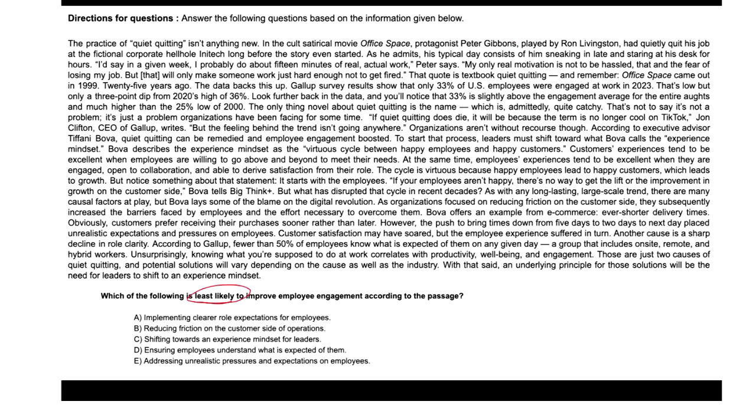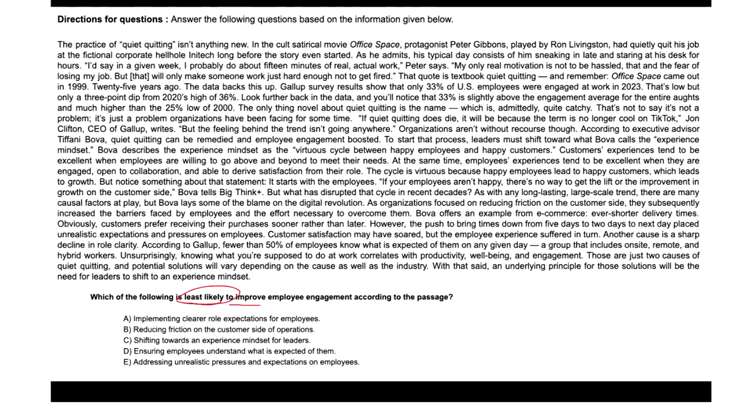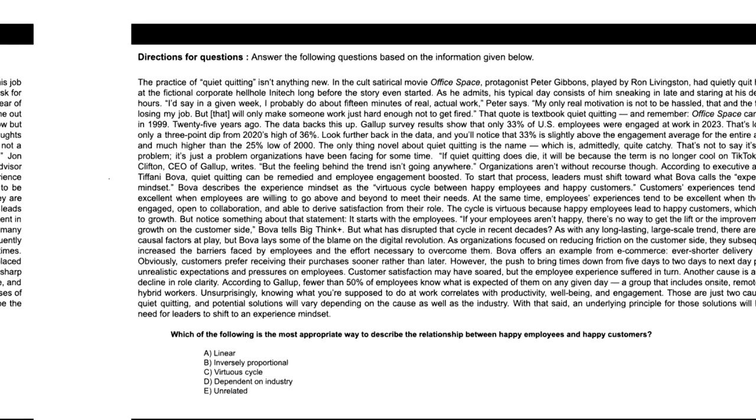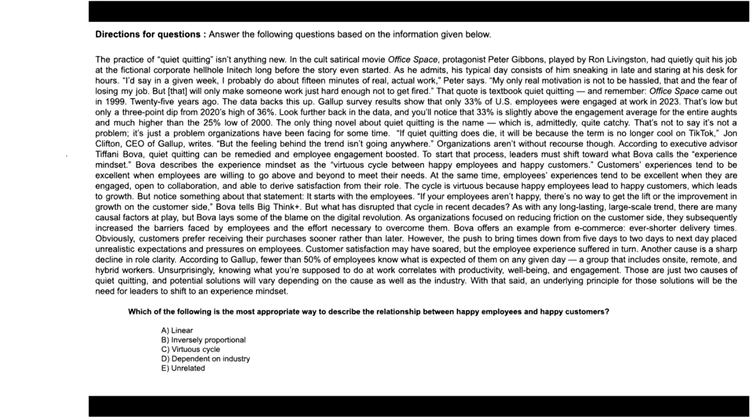These questions generally ask you to find the option that is least likely to resolve the issue described in the passage. Besides that, some questions are presented with the most appropriate, right? So you can point out that most appropriate best questions. When we talk about most appropriate relationship, these focus on understanding the nature of relationships described in the passage.